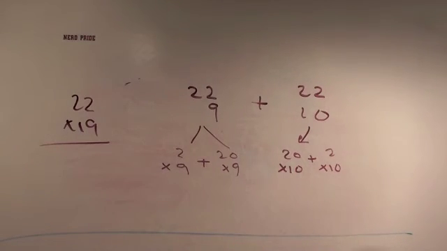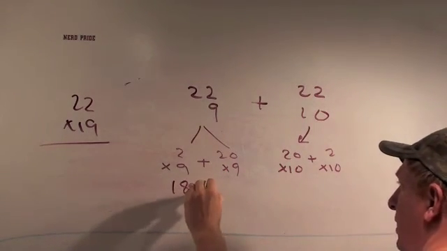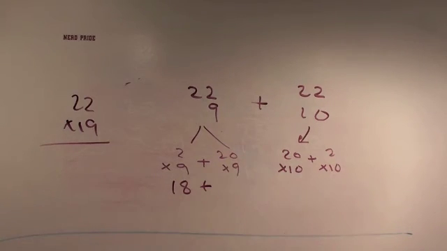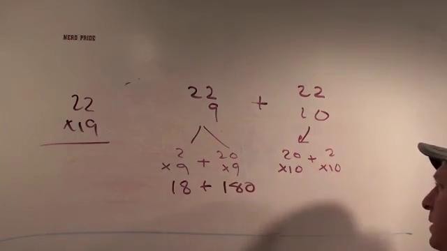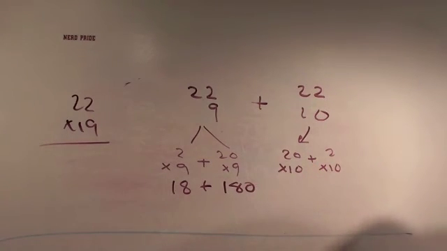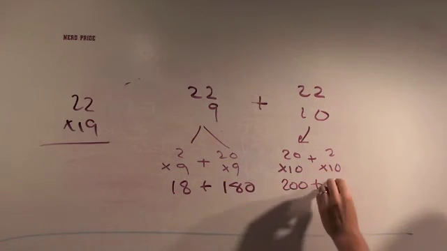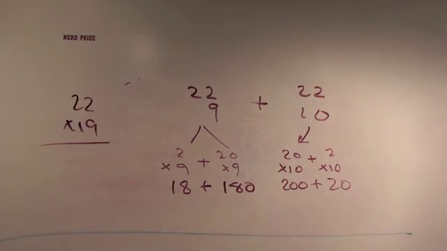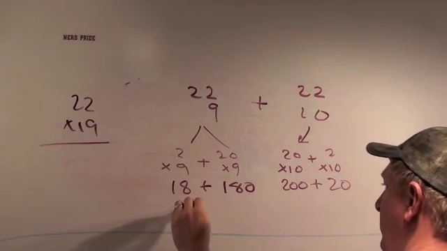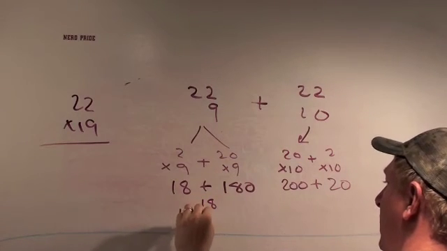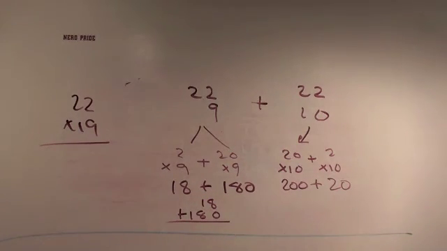Yeah. So this is going to be 18 plus, what's 9 times 20? 180. What's 20 times 10? 200. And what's 2 times 10? 20. Okay. So we have to add all of these things together. So we would do 18 plus 180. What is 18 plus 180? 198.